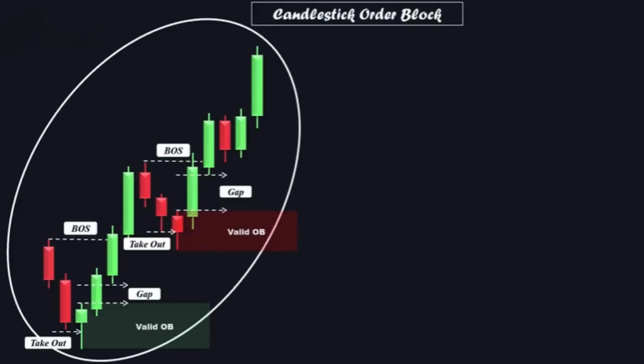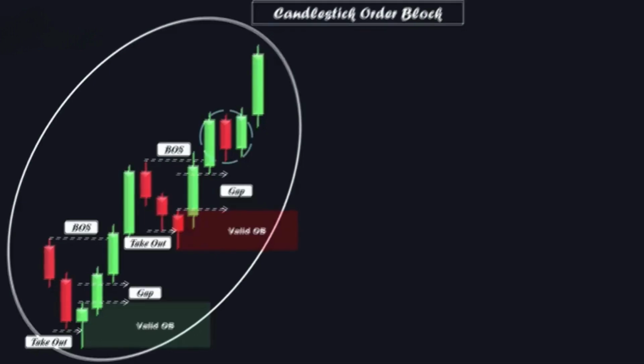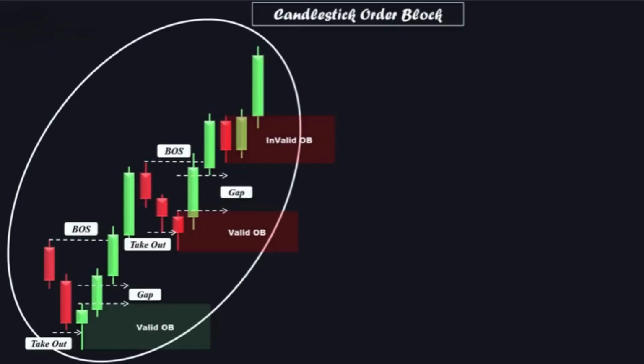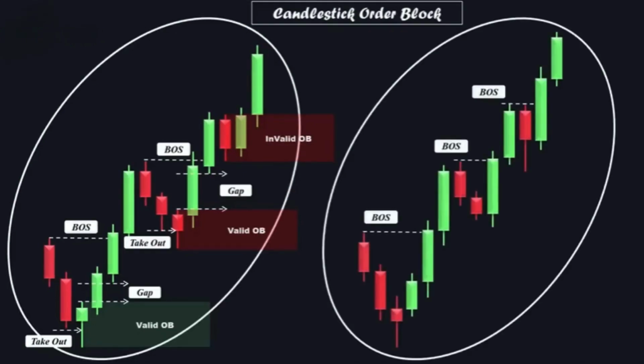As you can see, this bearish candle here is the last bearish candle before the price formed another bullish movement. However, this candle does not represent a valid order block because it did not take out the previous candle's low. Let's examine more examples. Consider another series of candles as illustrated in the second diagram.